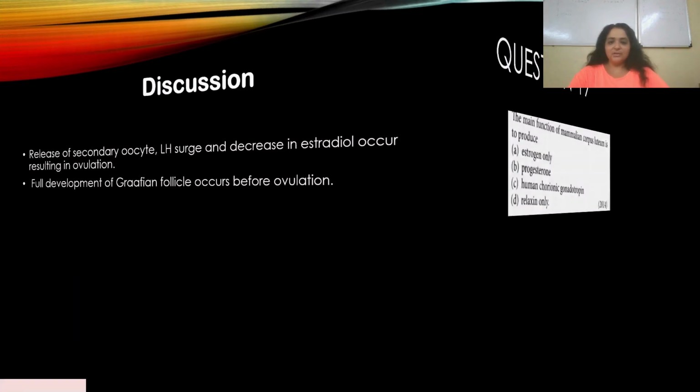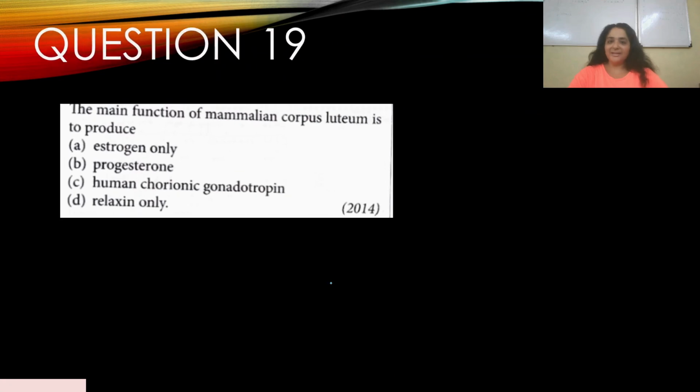Okay, I guess we can move on. Question number 19. The main function of mammalian corpus luteum is to produce, this appeared in 2014, A, estrogen only, B, progesterone, C, human chorionic gonadotropin, D, relaxin only. So the main function of corpus luteum is progesterone, also estrogen, but not so much. A obviously is not the appropriate answer. B is the appropriate answer. So the answer is B.